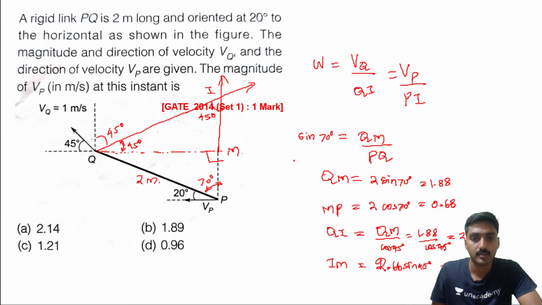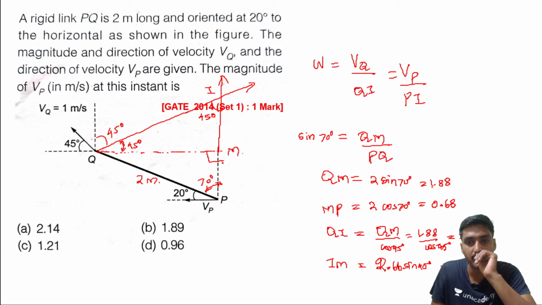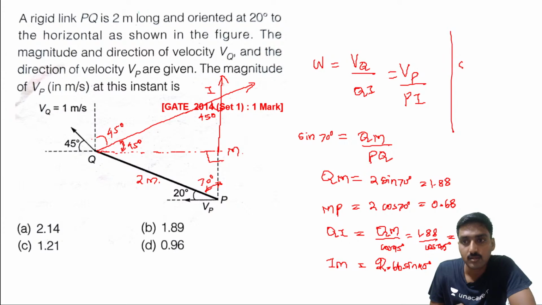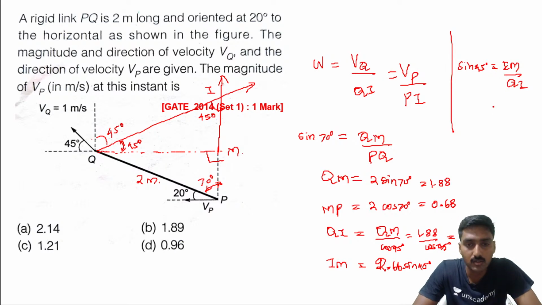Now QM we have calculated as 1.88. Cos 45 is equal to adjacent QM divided by QI. QI is equal to QM divided by cos 45. It's 2.66. Likewise, IM, the formula: sine 45 degree is equal to opposite divided by hypotenuse, IM divided by QI. IM is equal to QI into sine 45. Sine 45 into 2.66 is 1.88.